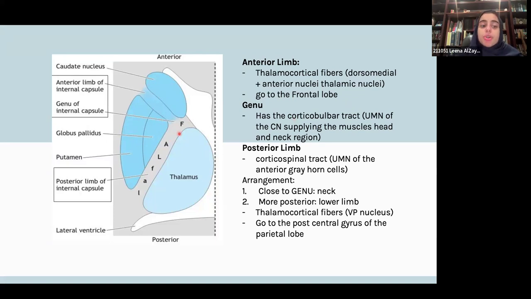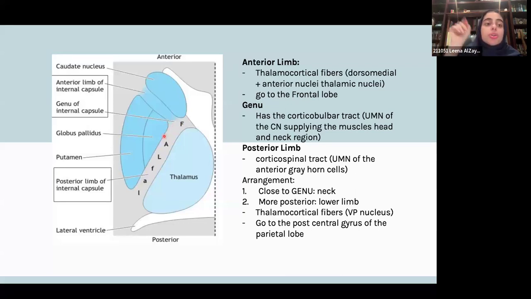What about the genu, which is this folded area? It has the corticobulbar tract. What's the corticobulbar tract? It's the upper motor neuron of the cranial nerves supplying the head and neck region. Basically, the muscles of the head and neck are supplied by this tract. So the fibers pass through this genu.